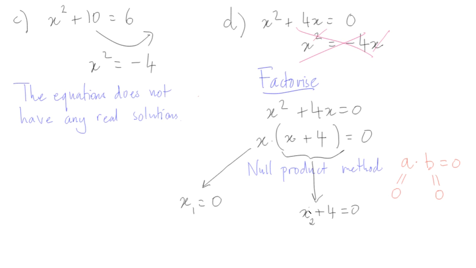So we can't write an answer x2 plus 4 equals 0. That's not the solution. The solution, by moving the 4 over to the other side, is that x2 equals minus 4. So the roots, or the solution of this equation, are that x can either equal 0 or it can equal minus 4. If we'd have done it by this method, where I just moved over the 4x to the other side and then cancelled one of the x's, I would have got the wrong solution. So you cannot just do this method. You have to factorize and then use the null product method.